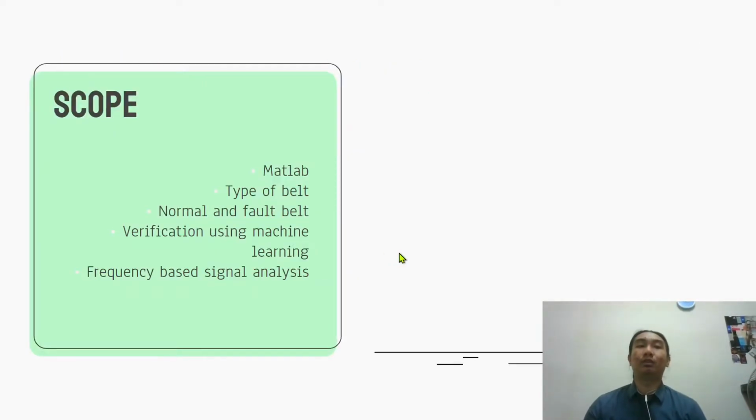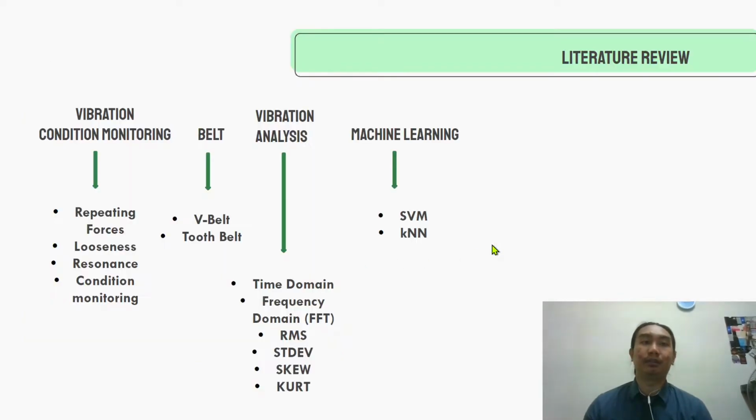We move on to the scope. The scope is using the software MATLAB. The type of belt is normal belt, like V belt, 2 belt, and 4 belt, and then verification using machine learning, and lastly the frequency-based signal analysis.